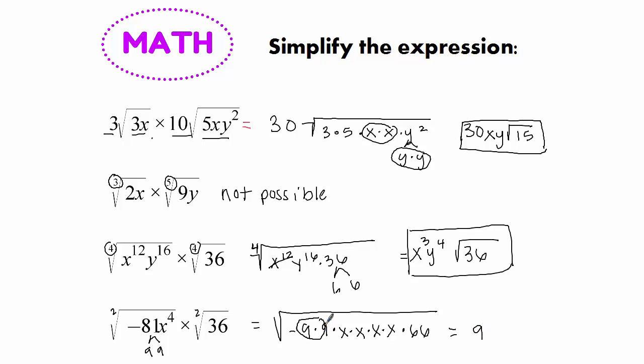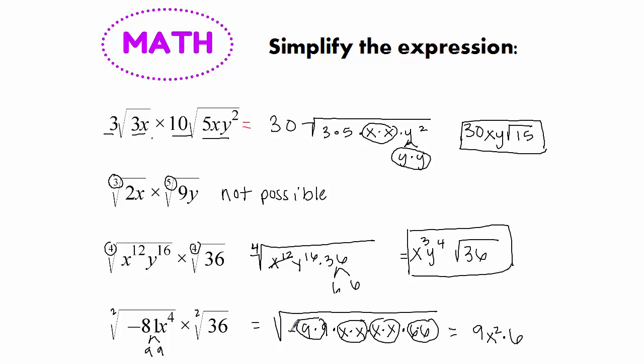I explain it like you are going to a party or going on a date, so you have to have a partner to go with, otherwise you stay home. Since I have a pair, that means it can come out. Then I have 2 pairs of x's, so that becomes x squared. I use an exponent to represent the groups for my variables. And then I have 6 and 6, so that's 1 pair, so I pull out 6.